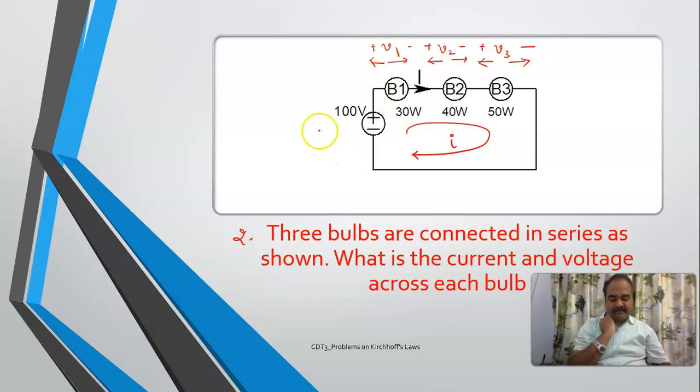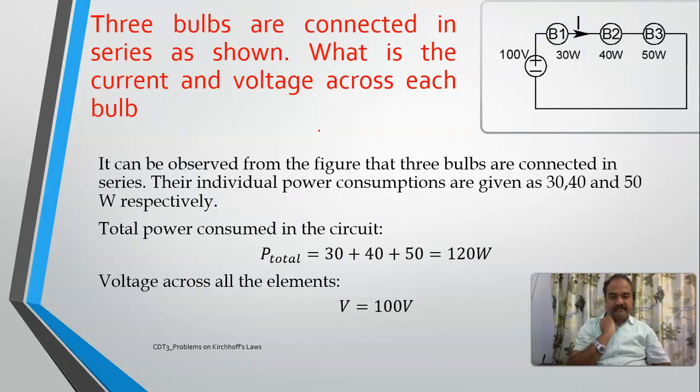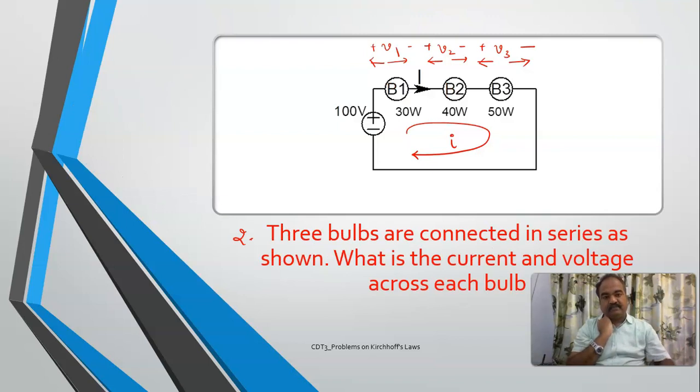So if I start applying KVL, what I'll be getting? See here, I will start from the top left. Plus to minus V1, plus to minus V2, plus to minus V3. And here minus to plus 100 volts, right? So V1 plus V2 plus V3 minus 100 is equal to 0. So V1 plus V2 plus V3 is equal to 100 volts. This is the first thing which I'll be getting.